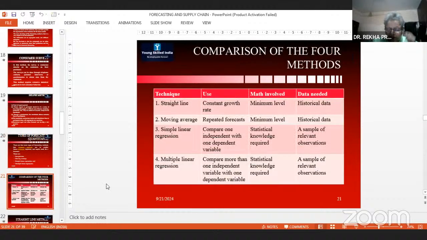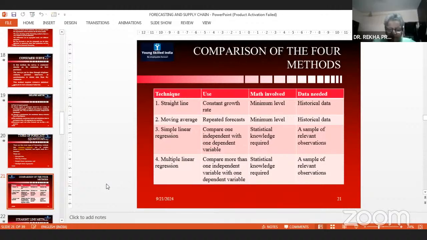You can read this. Technique: straight line. Use: constant growth rate. Math involved: minimum level. Data needed: historical data. Technique: moving average. Use: repeated forecast. Math involved: minimum level. Data needed: historical data.